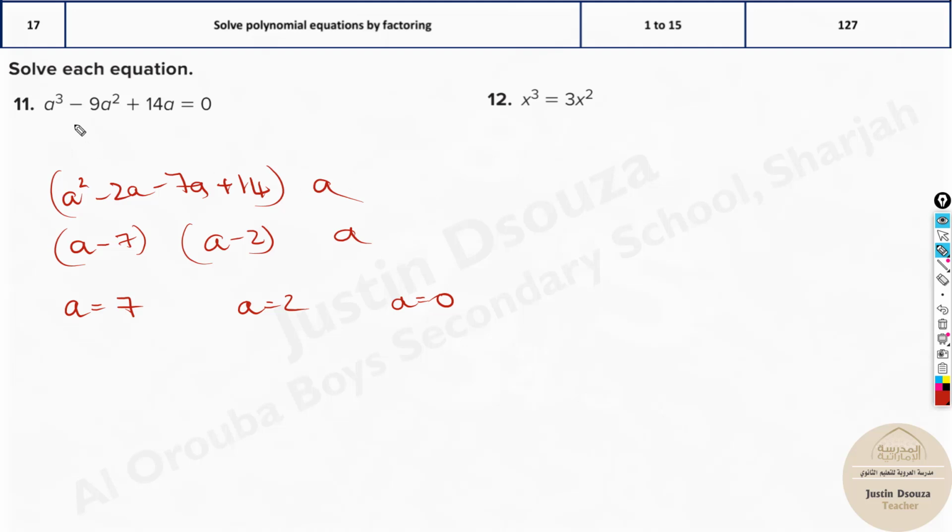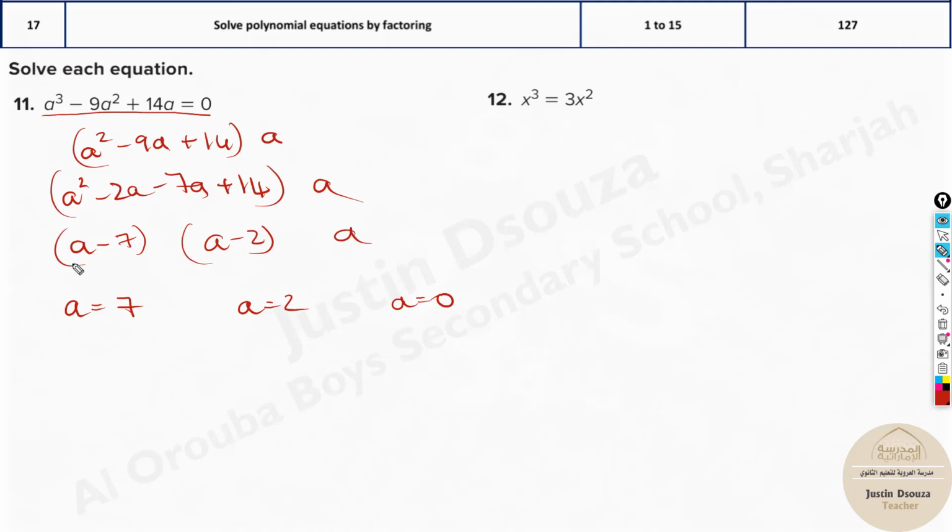Now simplify this. Let me write it as A squared minus 9A plus 14 times A. And now if I multiply this inside A, what happens? It's A cubed minus 9A squared plus 14A. So this is how you can go as well. And this is absolutely right. Not to worry.